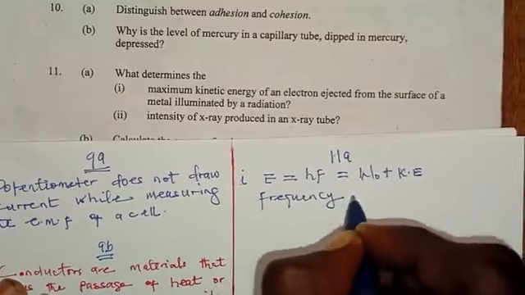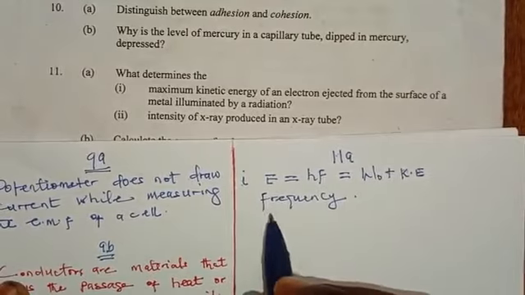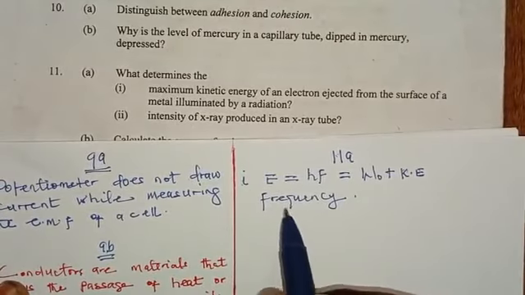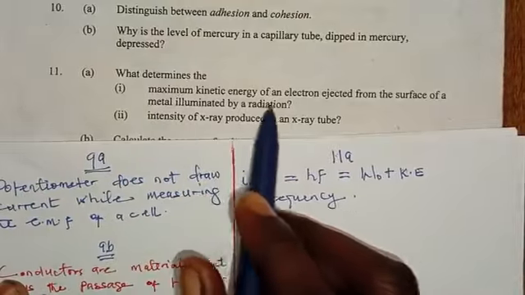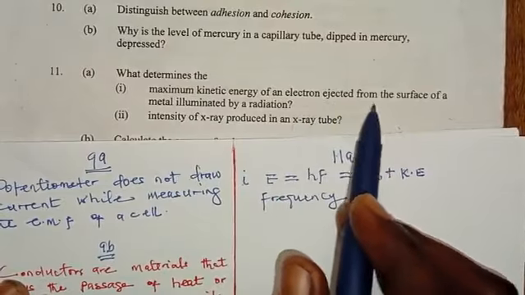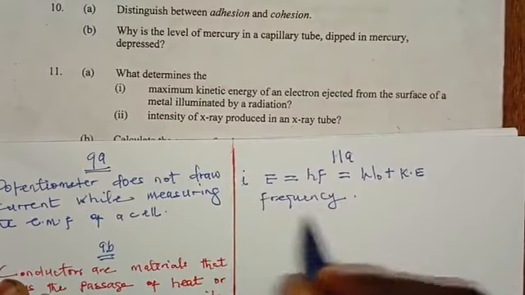So the whole answer to this is just frequency. This could be objective also. The answer here is frequency. This one is just an explanation. So just take note of this because this can come in exam. What determines the maximum kinetic energy of an electron ejected from the surface of a metal illuminated by a radiation? So that's about that one.